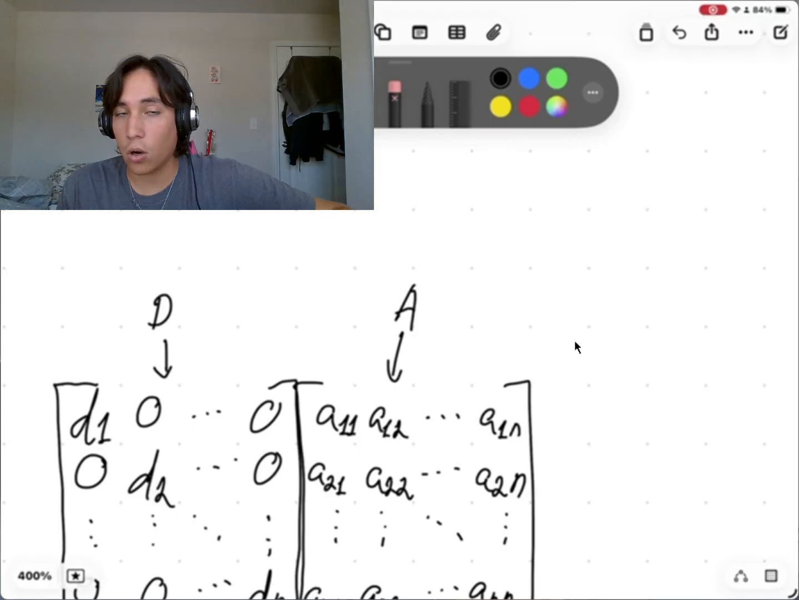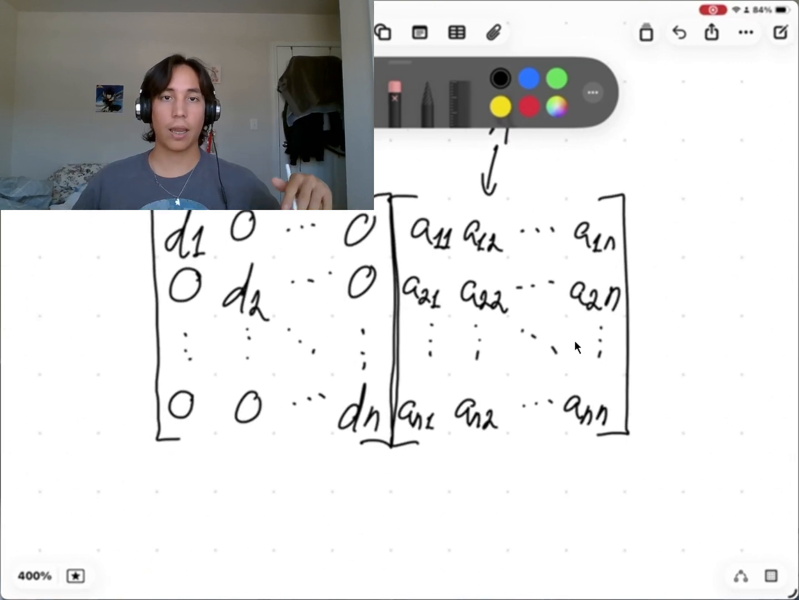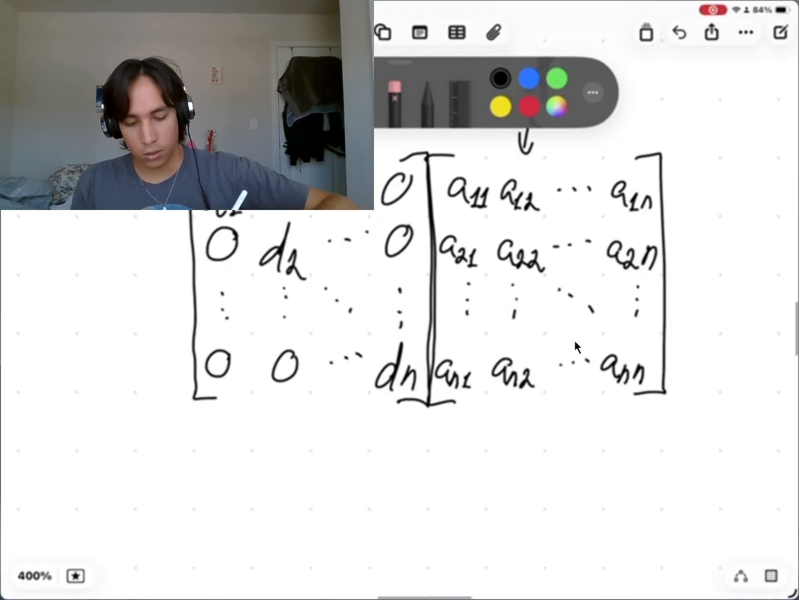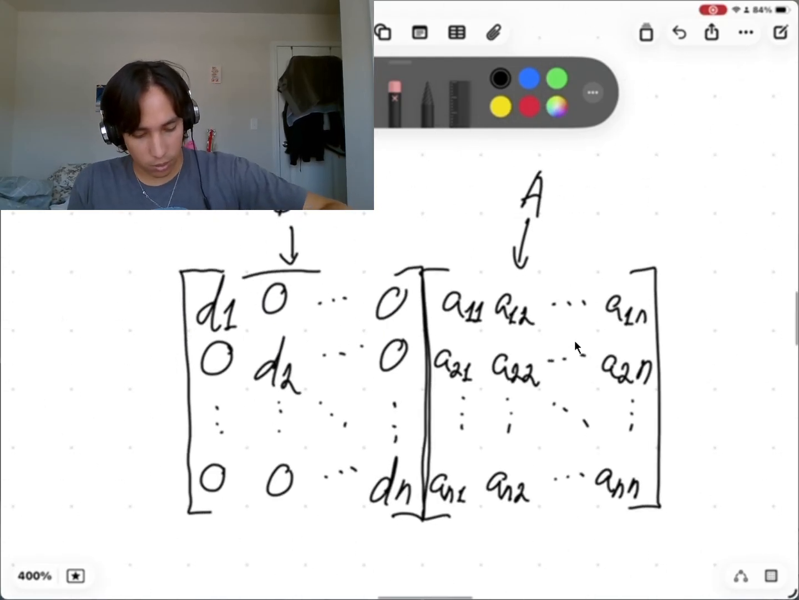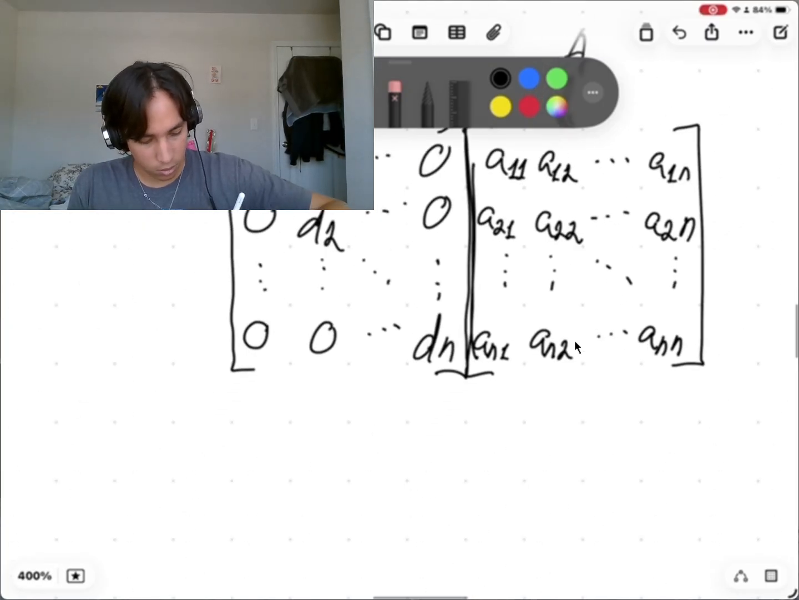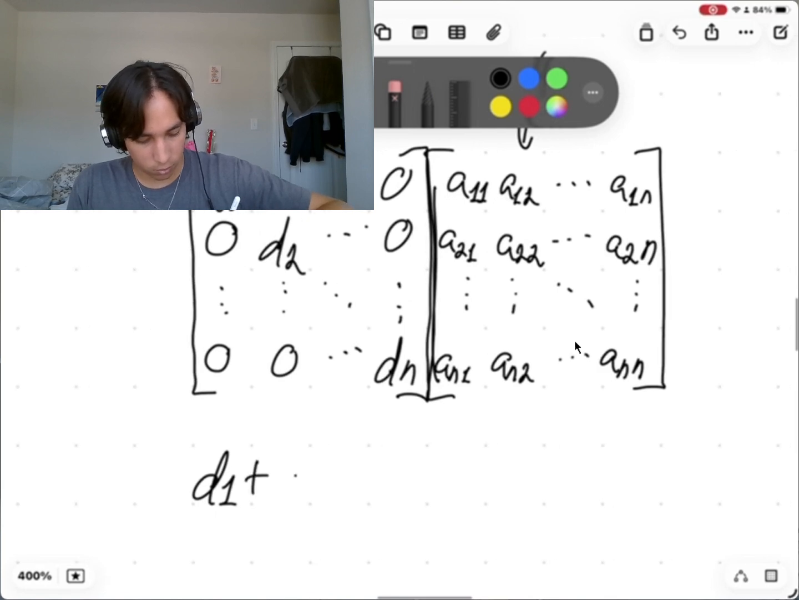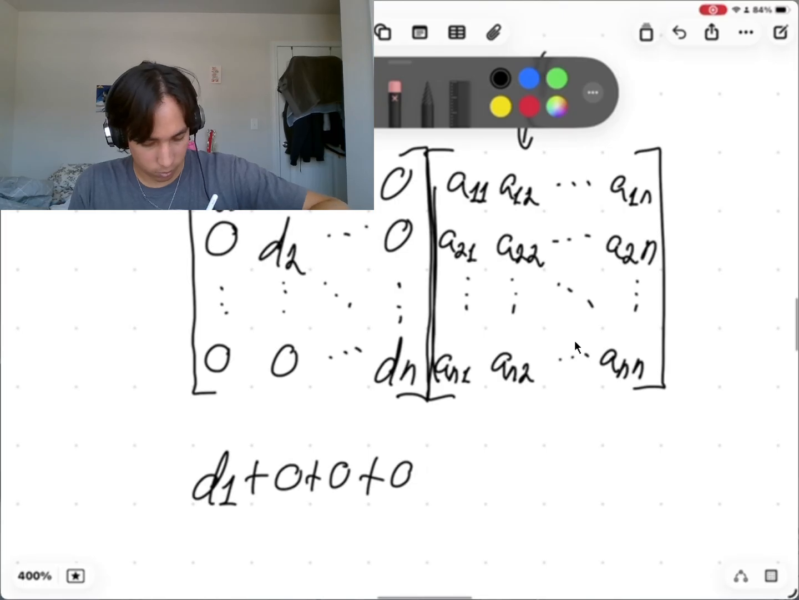It is going to be the same, because like I said before, a diagonal matrix is just gonna behave like a number. And so if you multiply a matrix by a diagonal matrix, you're just gonna be left with the elements of the diagonal. For example, this times this is gonna be D1 plus 0 plus 0 plus 0, and so on.